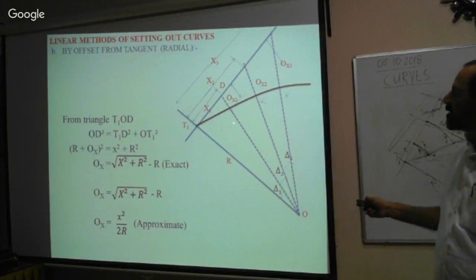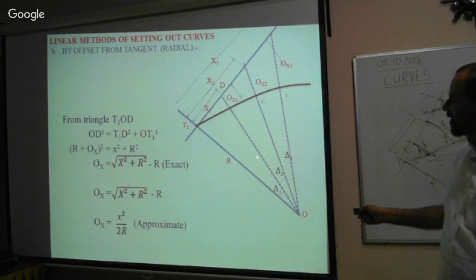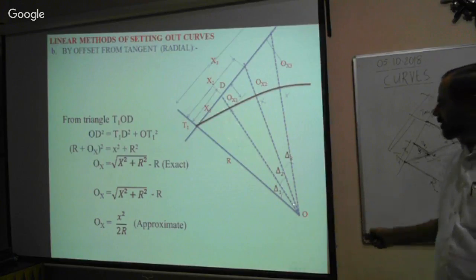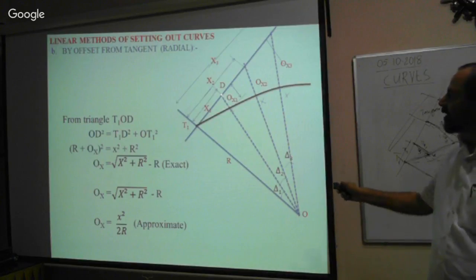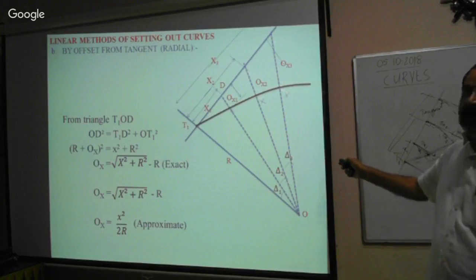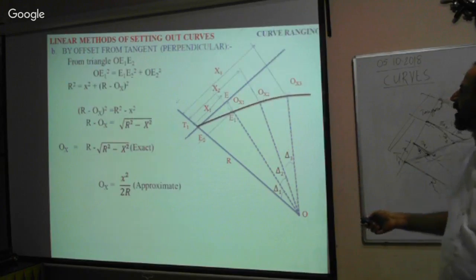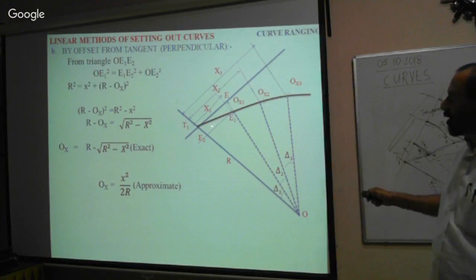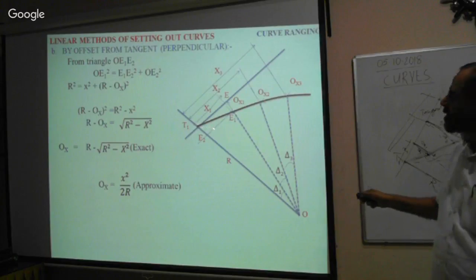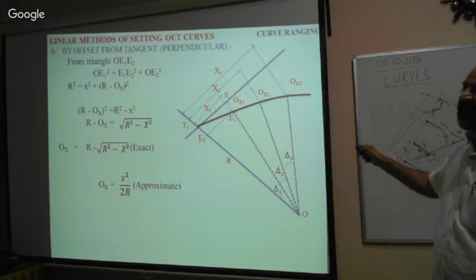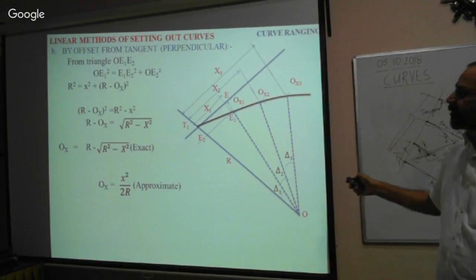These are the radial offsets, in the radial direction. The bisection is along the line to the center, along the radius. From here to here it is a radial offset, and from here to here this is also a radial offset. Similarly, in the other method, this is the perpendicular offset. There are two ways. From T1 to X1, then T1 to X2, then T1 to X3 are the distances.